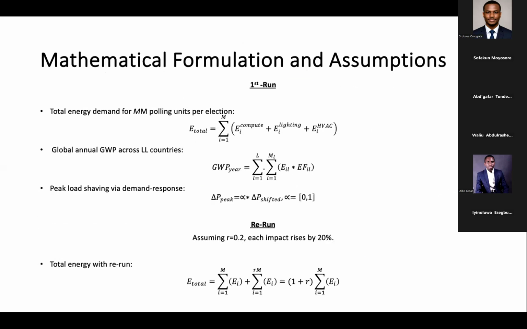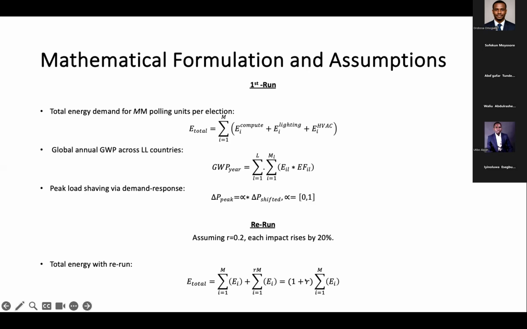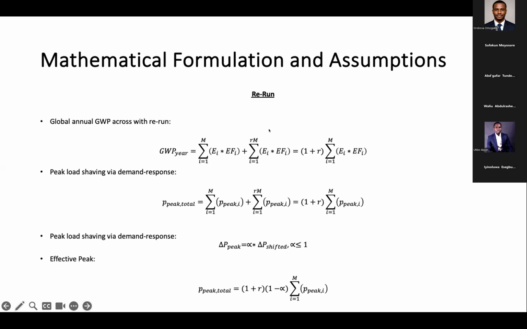So in terms of this mathematical formulation, we did two categories: if elections are run the first time, and if elections are run the second time. In terms of the first time, we look at the total energy requirements, the global warming potential, and the peak requirements. If it's a rerun, we look at the possibility that not all polling units will definitely be rerun. So we assume maybe 20% of the polling units may have rerun elections, which is this R that is integrated into these formulas.